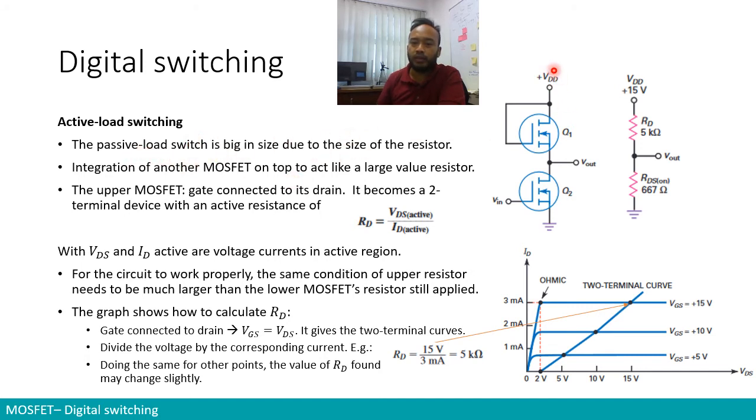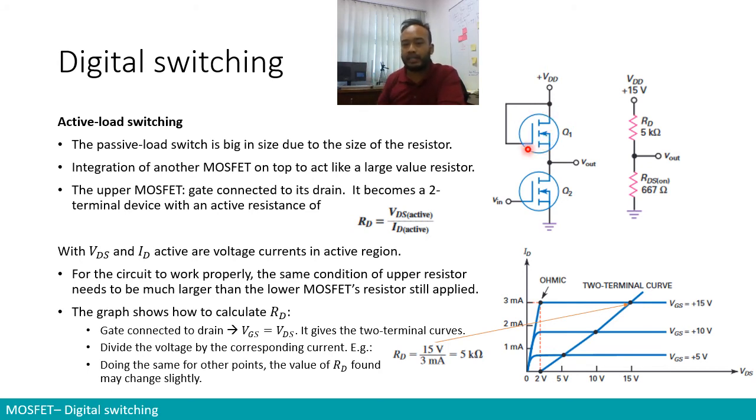So in active load switching, if you look at the circuit here, instead of using a simple resistor, we are now using a MOSFET to replace it. So this MOSFET will act as a large value resistor. So how does it work? The first thing that you may see is that we are connecting the gate directly to the drain, right? The gate is connected to the drain. Therefore, it is operating like any two-terminal device with, of course, a certain active resistance. So that is a resistance for current to go from its drain to the source. So it acts just like a resistor.